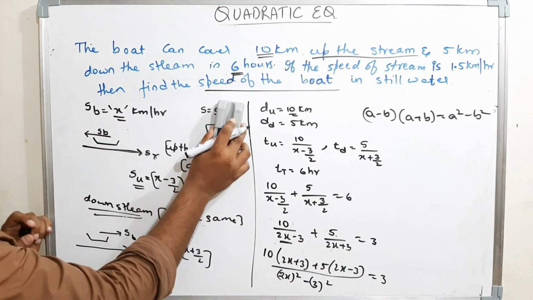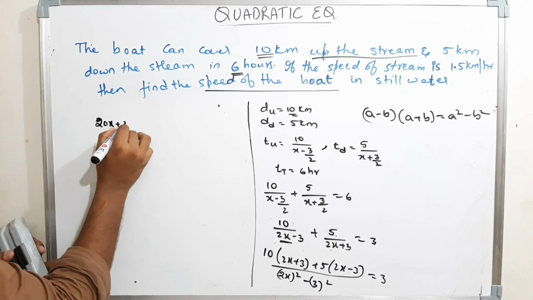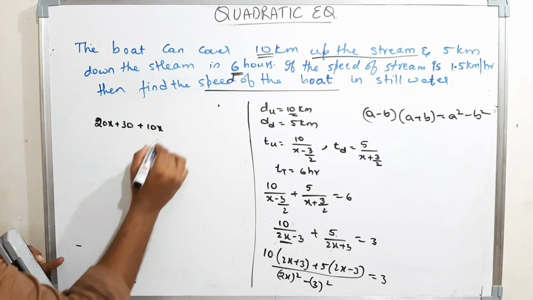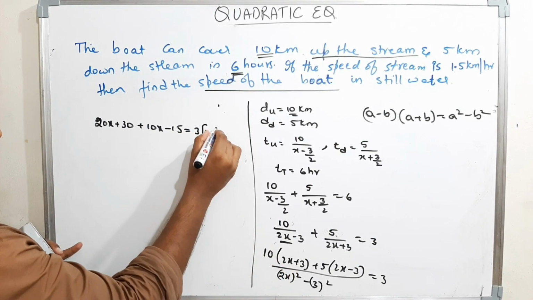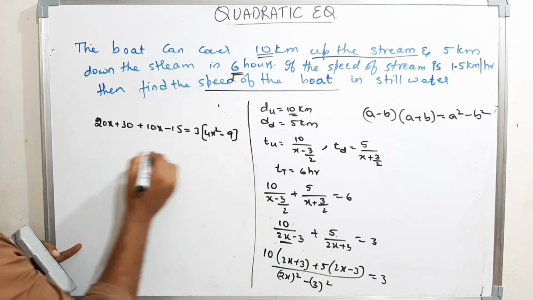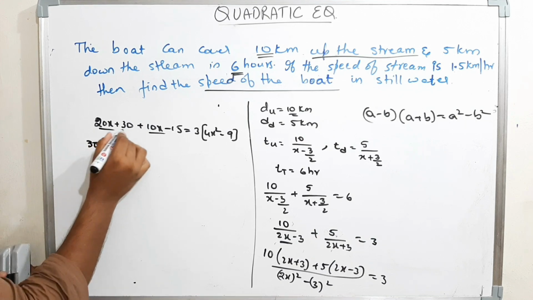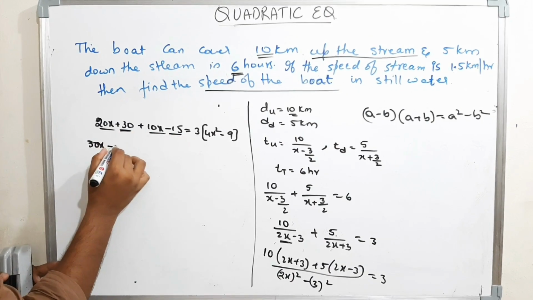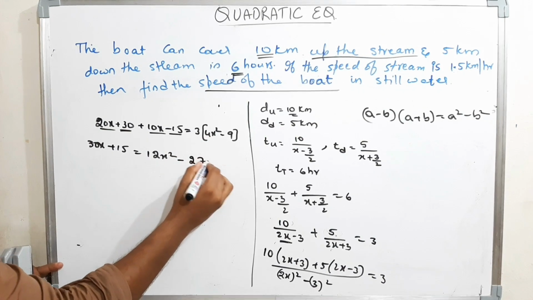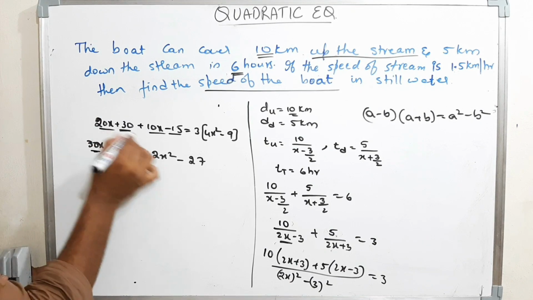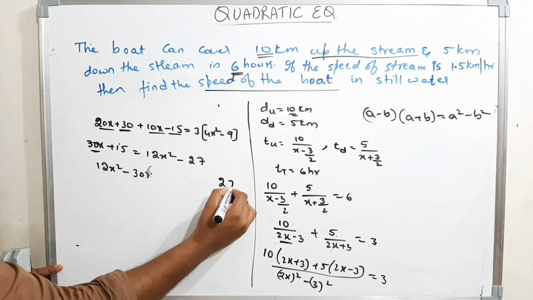Now solve it. 20x plus 30 plus 10x minus 15 must be equal to 3 into 2x square, which is 4x square, minus 3 square, which is 9. 20x plus 10x is how much? 30x plus 15, plus 30 minus 15 is plus 15, must be equal to 3 4s are 12x square and 3 9s are 27. 12x square, send this minus 30 that side, you will get minus 30x, and send this plus 15 that side, it will become minus 15. That is 27, 15, how much?